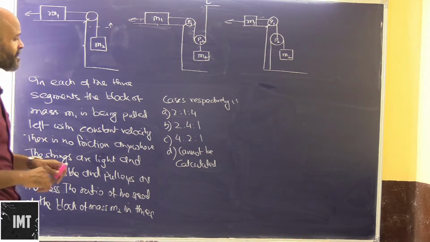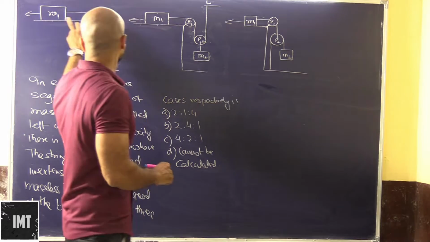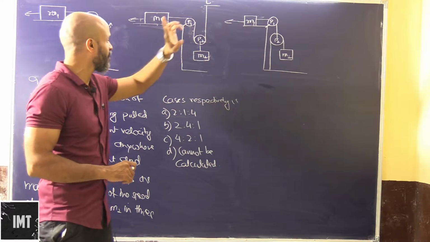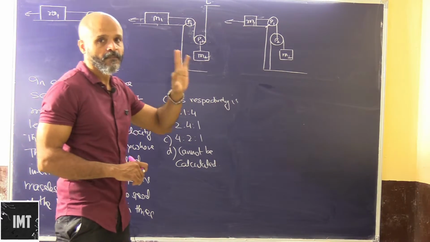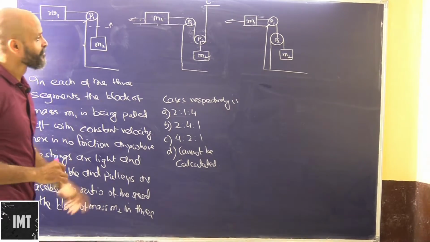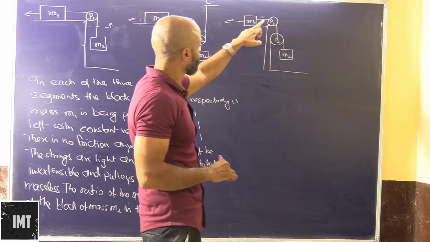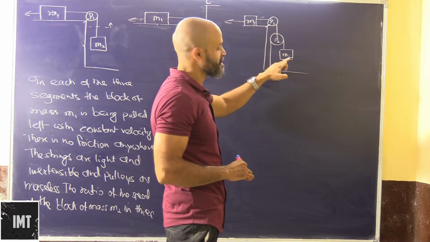So let's start with today's problem. We have three cases here. In all three cases, the masses are the same, m1 on the top and m2 at the bottom, but the arrangements are a little different. Here we have one pulley P1. Here we have two pulleys, and this string passes through this. Here we have another two pulleys, and one string passes through m2.